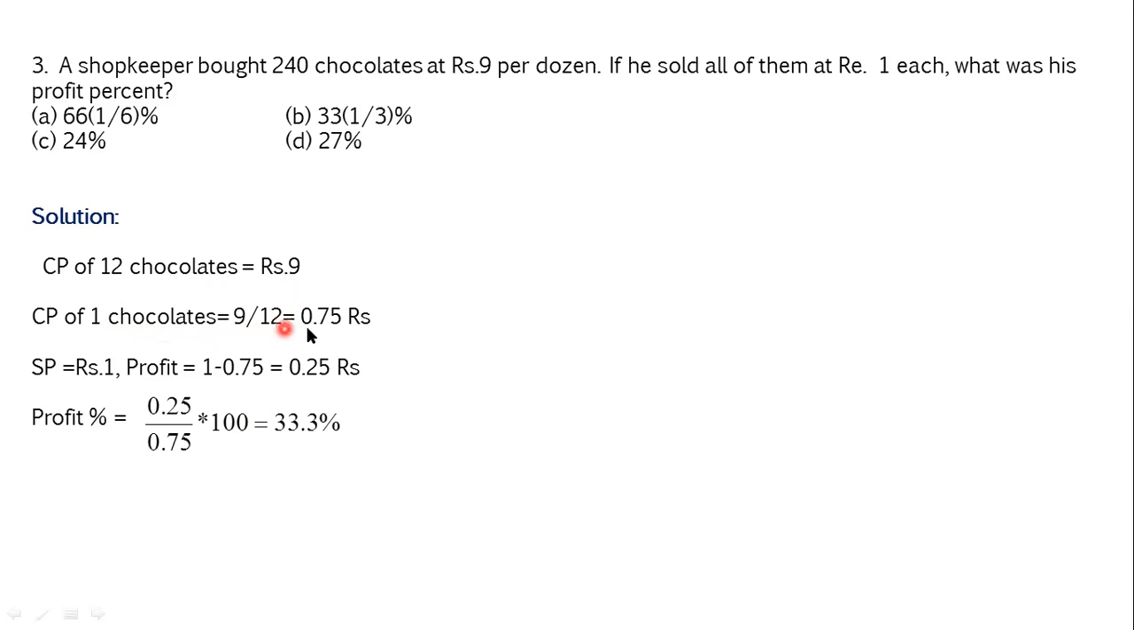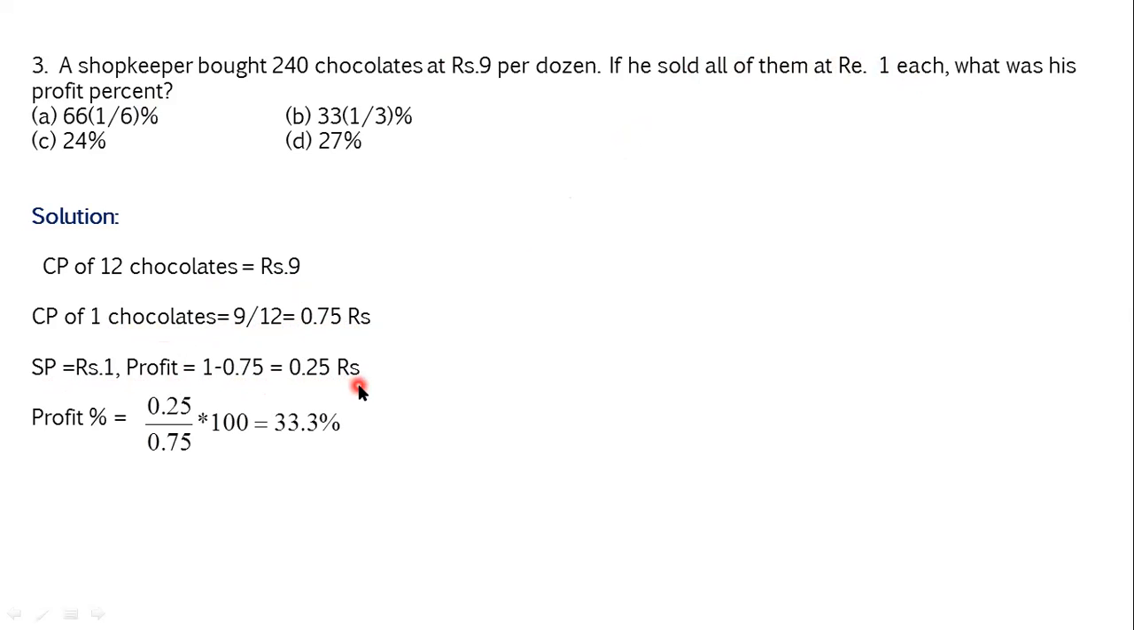So one chocolate for 0.75 rupees, 9 divided by 12. Now, what is the selling price? He is selling all of them at rupees 1 each. So selling price is rupees 1. So what will be the profit? 1 minus 0.75, which is equal to 0.25 rupees.